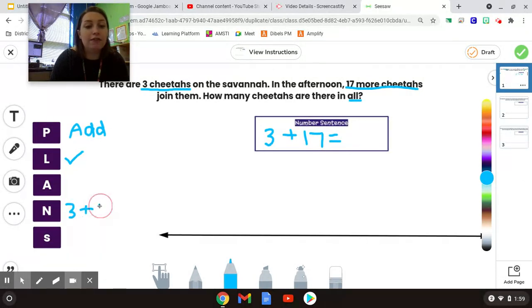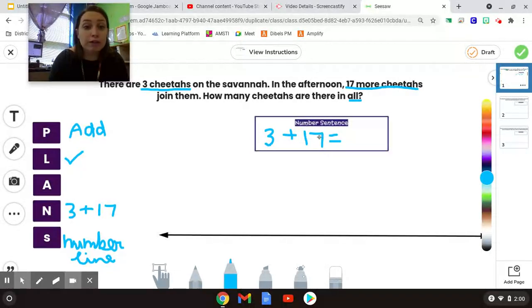And then for strategies, I'm going to use the number line. So I would write number line. L-I-N-E. Okay. Not the best, but it'll do.